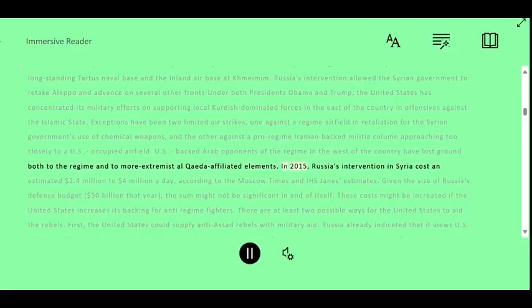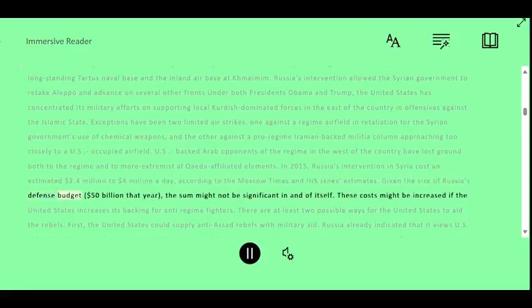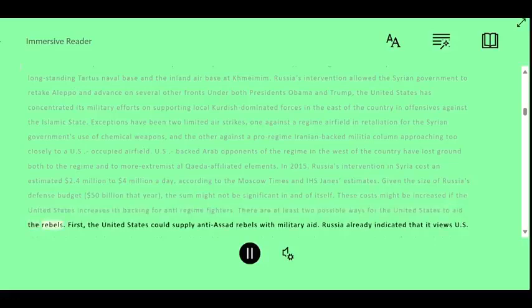In 2015, Russia's intervention in Syria cost an estimated $2.4 million to $4 million a day, according to the Moscow Times and IHS Jane's estimates. Given the size of Russia's defense budget, $50 billion that year, the sum might not be significant in and of itself. These costs might be increased if the United States increases its backing for anti-regime fighters. There are at least two possible ways for the United States to aid the rebels. First, the United States could supply anti-Assad rebels with military aid.